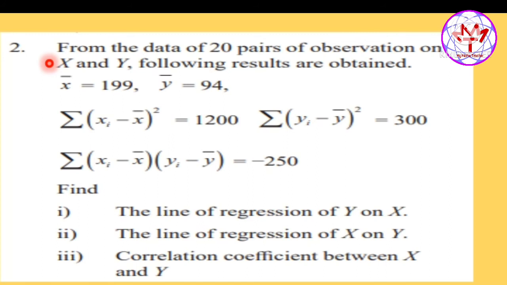So the second question is: from the data of 20 pairs of observations on x and y, the following results are obtained. x bar is equal to 199, y bar is 94, summation (xi minus x bar) the whole square is equal to 1200, summation (yi minus y bar) the whole square is equal to 300, summation (xi minus x bar) into (yi minus y bar) is equal to minus 250. And we have to find the line of regression of y on x, then the line of regression of x on y, and the third one is the correlation coefficient between x and y.